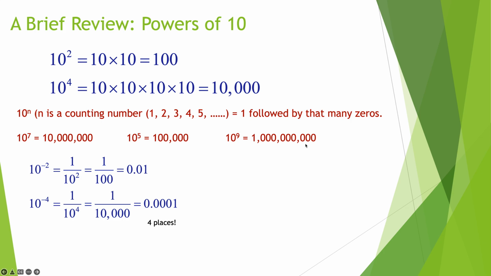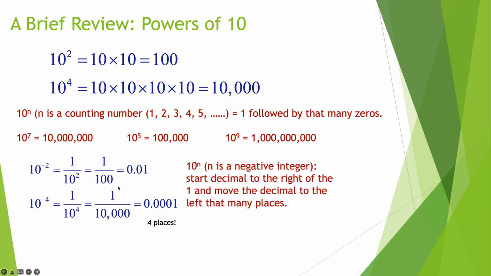Now 10 to the negative 2 is going to be 0.01. 10 to the negative 4 is 0.0001 because a negative exponent means reciprocal. It means 1 over. So 10 to the negative 2 is 1 over 10 squared, which is 1 over 100. Now, how am I figuring out where this decimal goes? 10 to the n, if n is a negative integer, you start the decimal to the right of the 1 and then move the number of places to the left that the exponent indicates.